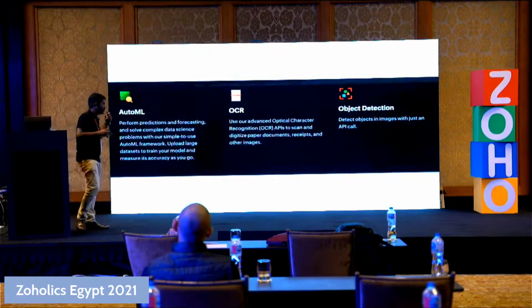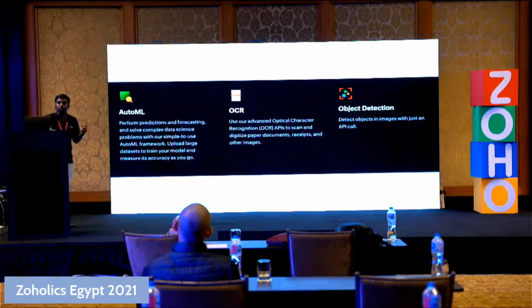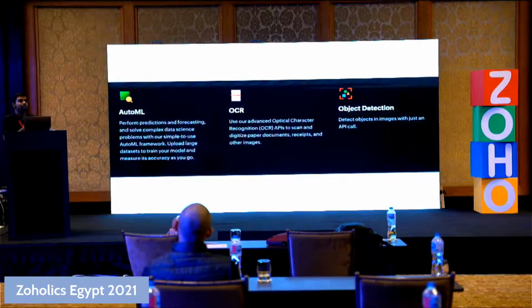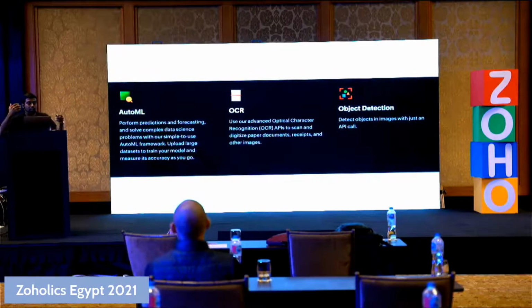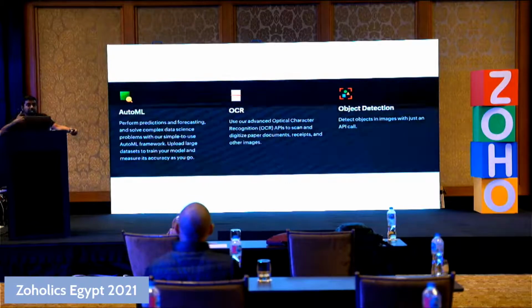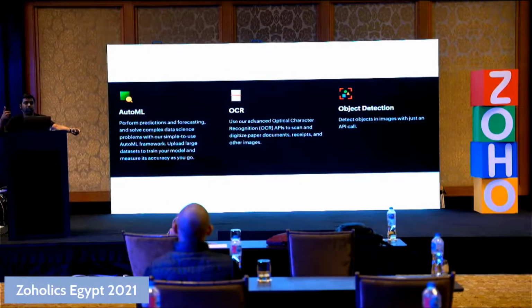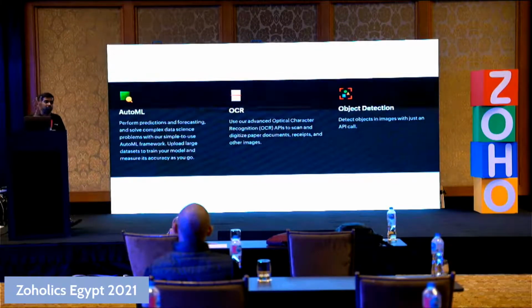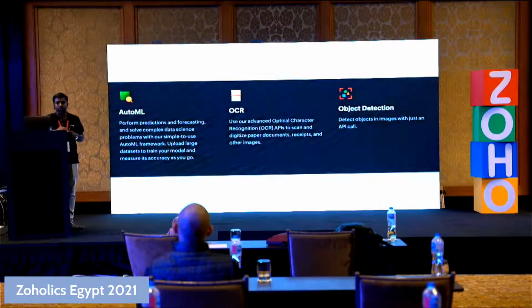So you can do auto ML with a lot of data. You can just stream the data and take up any inference that you want through REST APIs. OCR is also available, where you can upload any image and digitize it, converting that image into text. Object detection is also available by default, wherein you can give an image and Catalyst will tell you what objects are possibly present in that image.